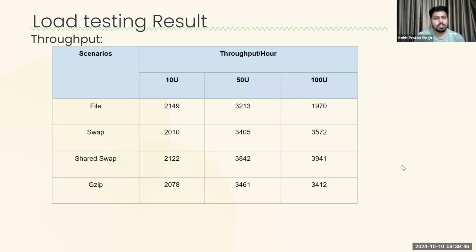After performing this particular scenario, the results were as follows. These are the scenarios for the file, swap, shared, and gzip virtualizers. As the number of users grows, you can see that swap and shared file virtualizers are performing better. They are giving us a much better throughput compared to the file and gzip virtualizers. In the file virtualizer, as the concurrency increases, there is a dip in the throughput. This is because the file virtualizer creates as many files as there are pages, so it keeps on degrading the performance.